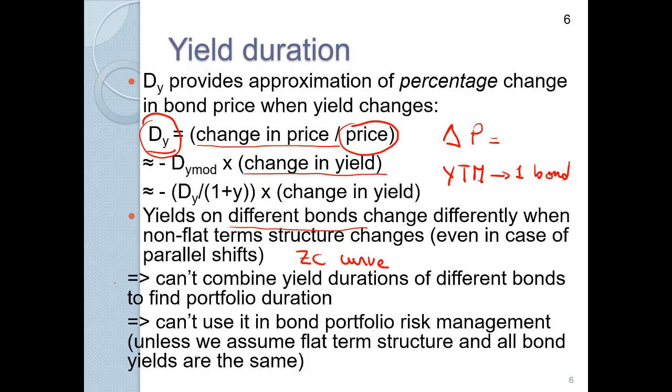Another problem is that we cannot combine the yield durations of bonds to find the portfolio duration. So let's say here you have yield duration, so dy, for bond 1, and then you have another one for bond 2. So then you have your portfolio. So the question is whether the duration of your portfolio is equal to the yield duration of bond 1 and the yield duration for bond 2.